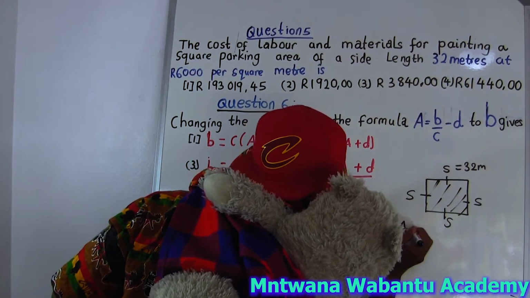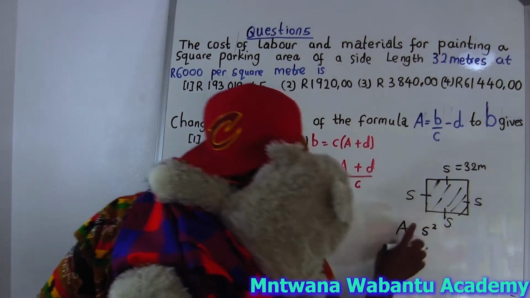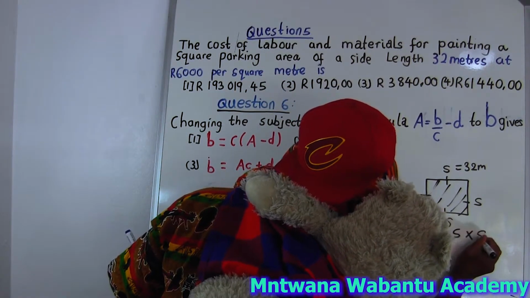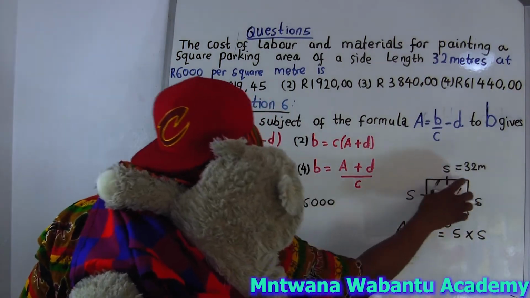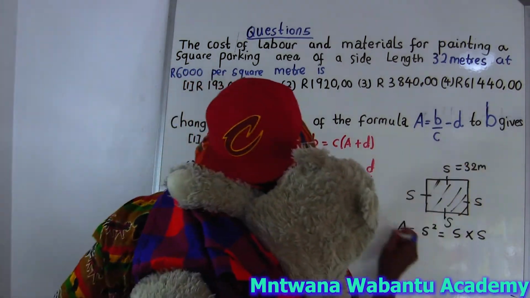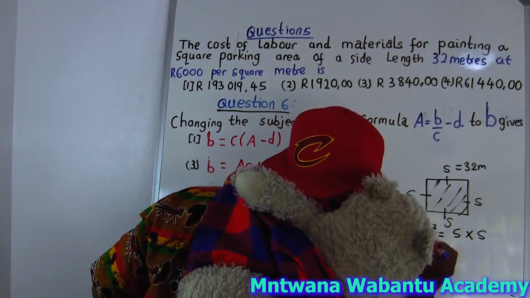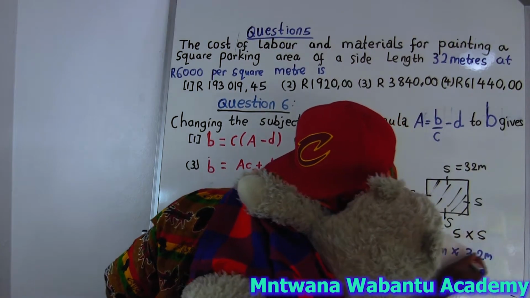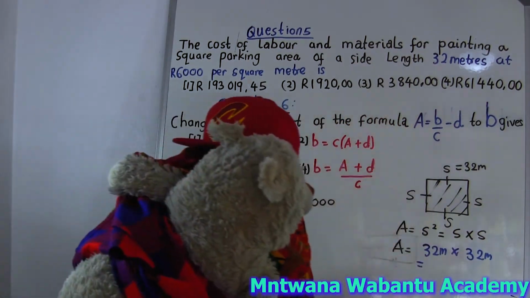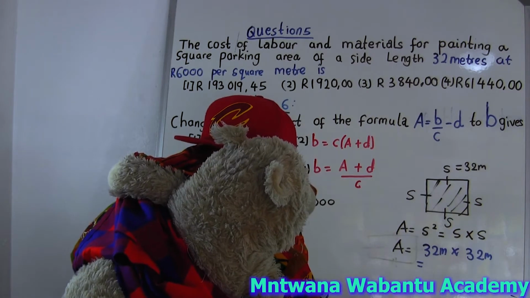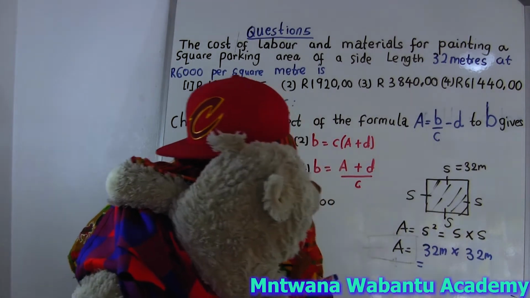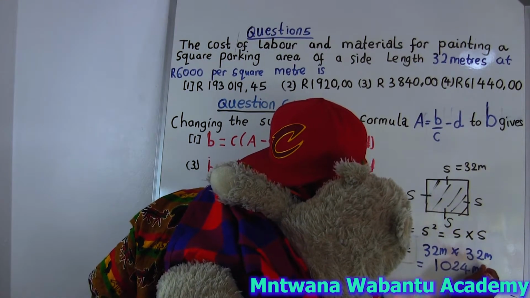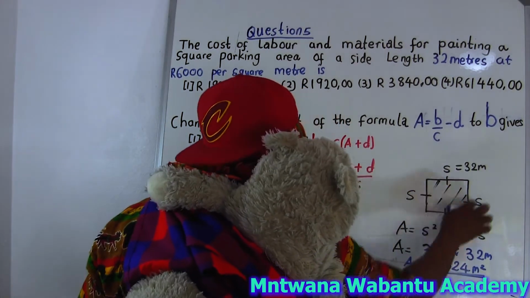So the area of a square, we have a formula. The area of a square is equal to side squared, or in other words side times side. So the area of this square parking is 32 meters times another side, 32 meters. This gives us 32 times 32. Plug in the calculator: 1024. Meter times meter is meter square. And this is the area of the square.